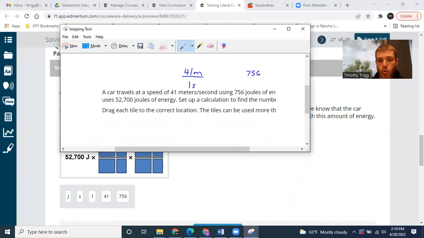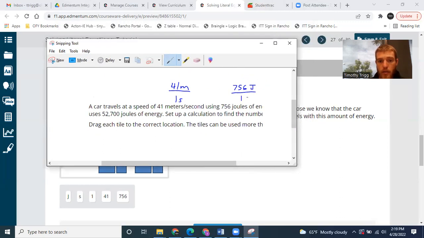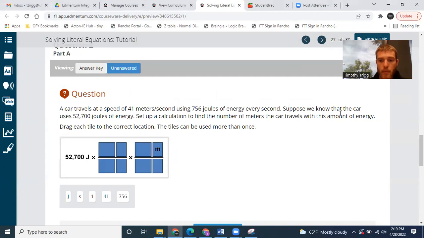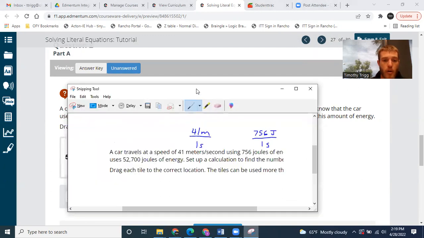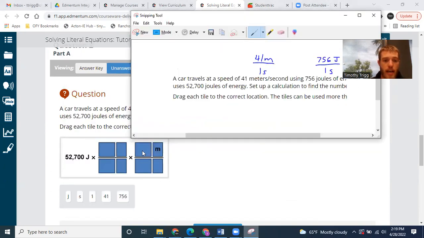756 joules of energy every second. So 1 second. Okay. Suppose that we know the car uses 52,700 joules of energy. So that's where this 52,700 joules comes from. Set up a calculation to find the number of meters the car travels with this amount of energy. So using our two ratios here, notice this has blank meters. Well, that means I'm going to use this ratio right here because I need that meters, right? 41 meters, 1 second.